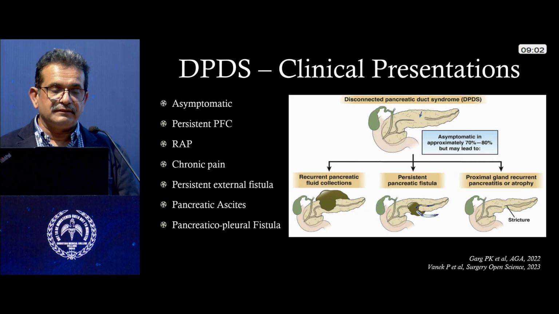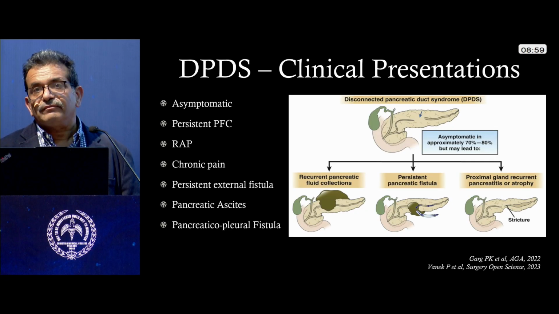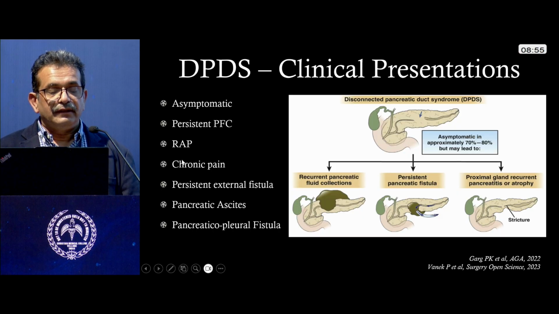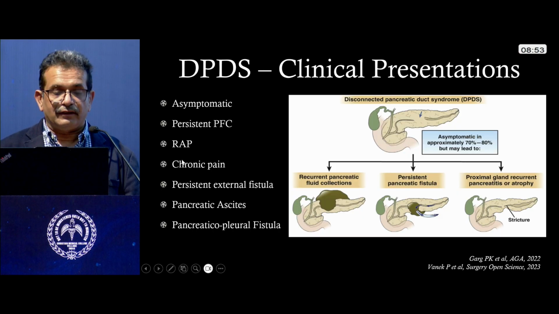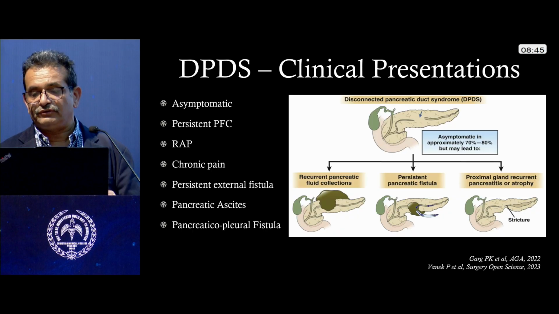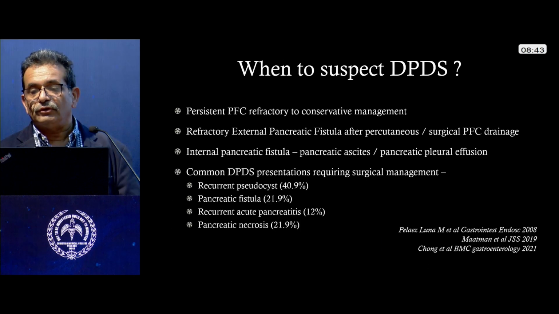And the clinical presentations, so it can be symptomatic. We can have a persistent peripancreatic fluid collection. Patients can present with recurrent acute pancreatitis, chronic pain, a persistent external fistula, or an internal fistula presenting as pancreatic ascites or a pancreatic pleural fistula. So that's how it's going to happen.